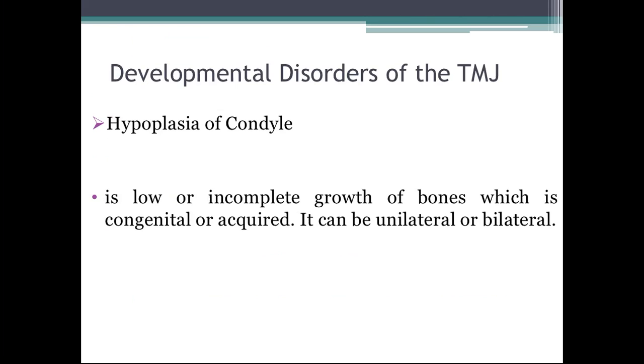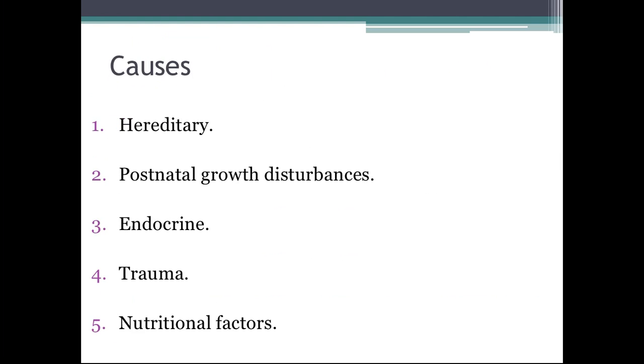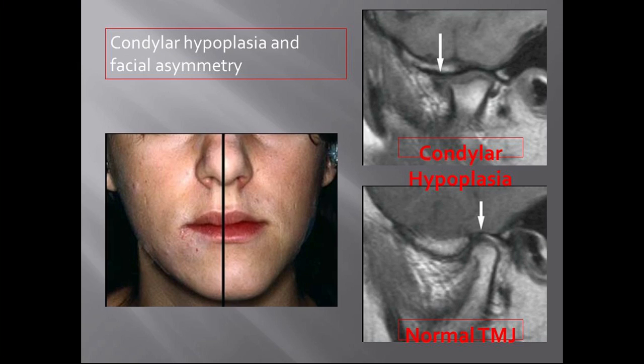Hypoplasia is low or incomplete growth of bones, which is congenital or acquired. It can be unilateral or bilateral. Causes: hereditary, postnatal growth disturbance, endocrine causes like hypothyroidism and hypopituitarism, trauma, and nutritional factors like vitamin A deficiency.